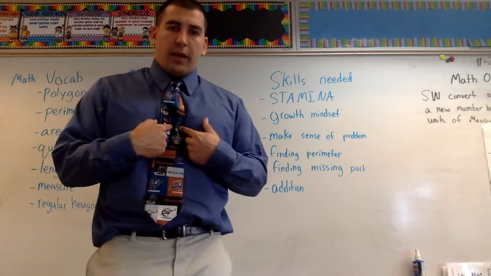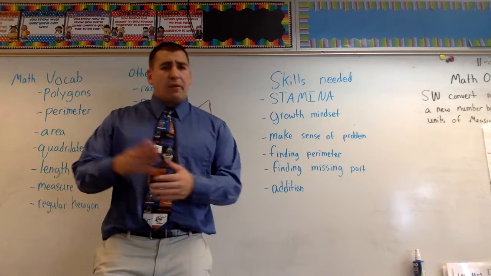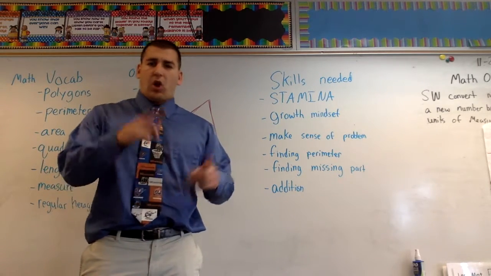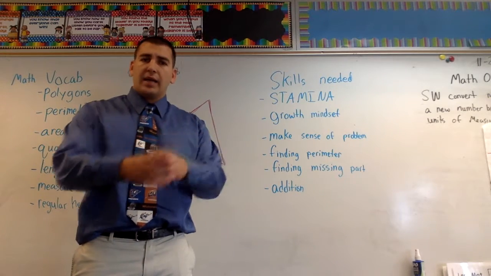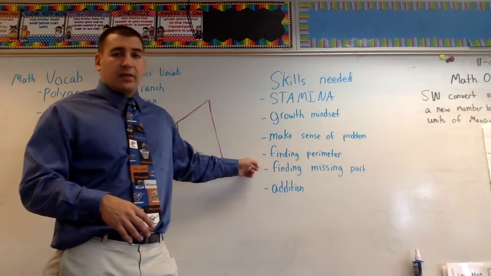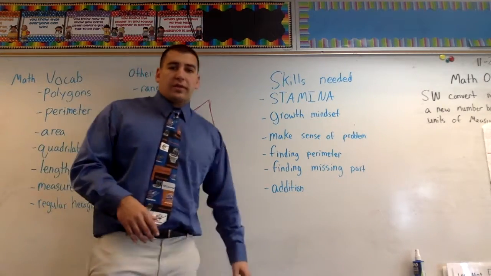Now, I'm going to be here to help you with that. But when you're reading these, you're going to have to figure out, is this an addition problem? Does this have a missing part to it? Is this asking me to figure out what all the sides are or just one side? You have to figure out what it's really asking you. You're going to have to find the perimeter, which we already talked about is the outside. And for some of them, you're going to have to find the missing part.